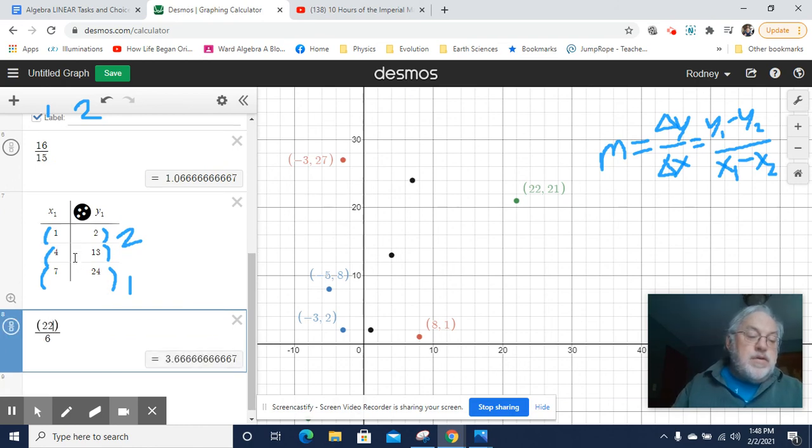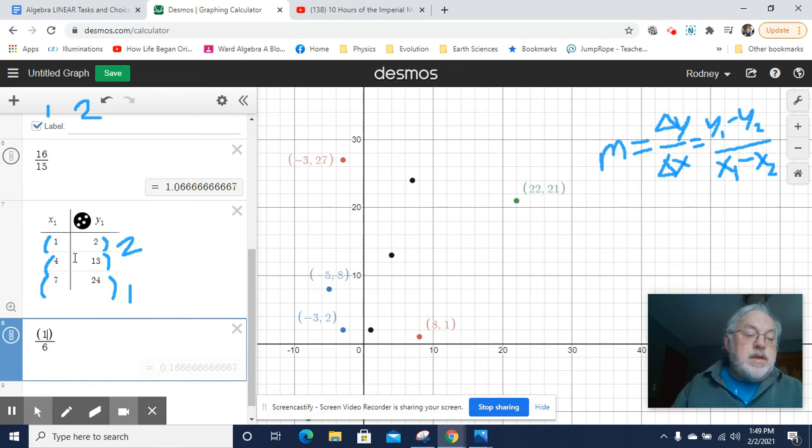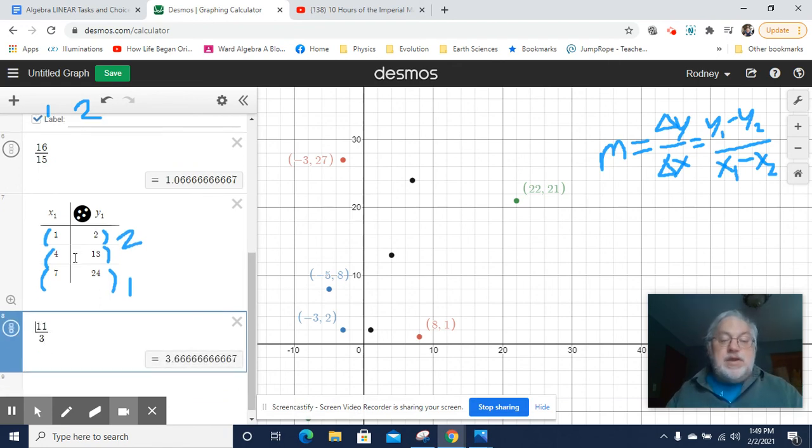I can reduce that further. Factor a 2 out of the top and bottom. That's 11 over 3. So I have a slope of 11 over 3 for these 3 points. So up 11 over 3, up 11 over 3 will work as a relationship, their rate of output change to input change.